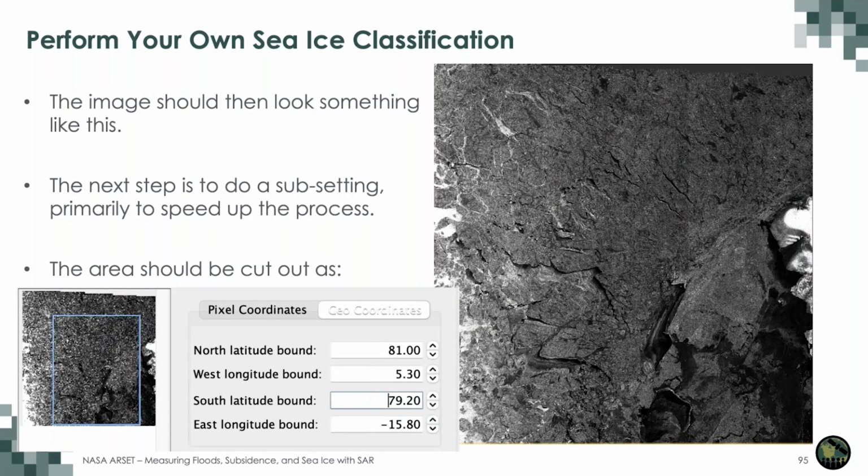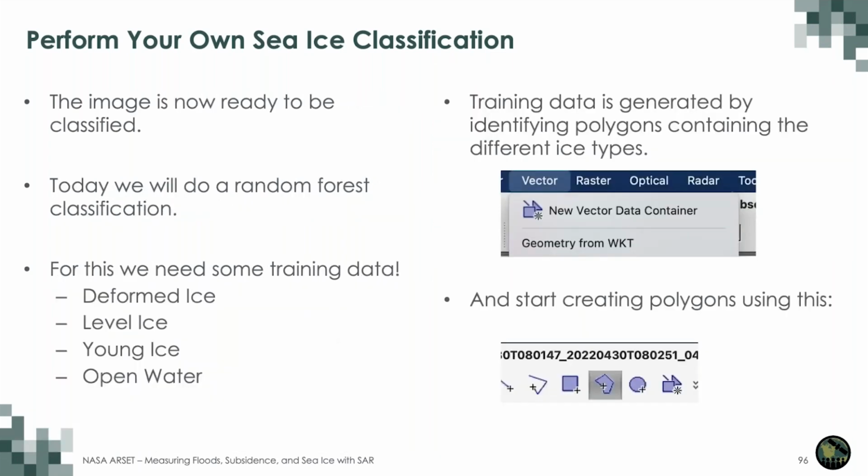In order to speed up the process a bit, we're going to do a bit of subsetting. So I have proposed here an area that you can cut out. This removes the fast ice area, which is a little bit challenging for any sea ice classification as well. So we now have an image that we can classify. And today we'll do a random forest classification.